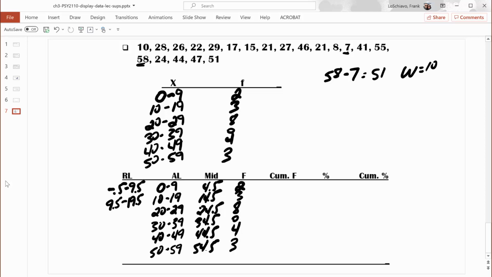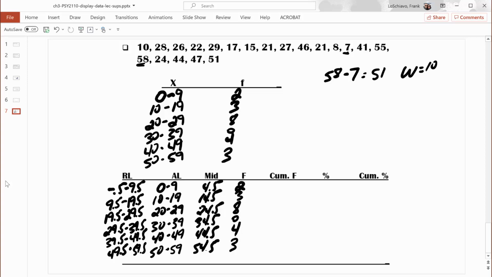For the next interval, we would have 19.5 extending all the way to 29.5. Then we would have 29.5 all the way to 39.5, 39.5 all the way to 49.5, and then 49.5 all the way to 59.5. All the other columns work exactly as they've worked before.